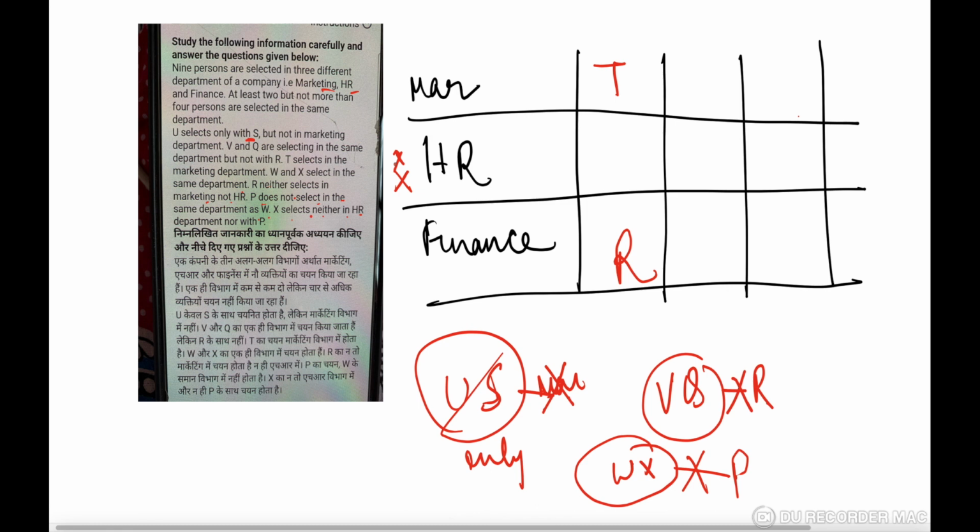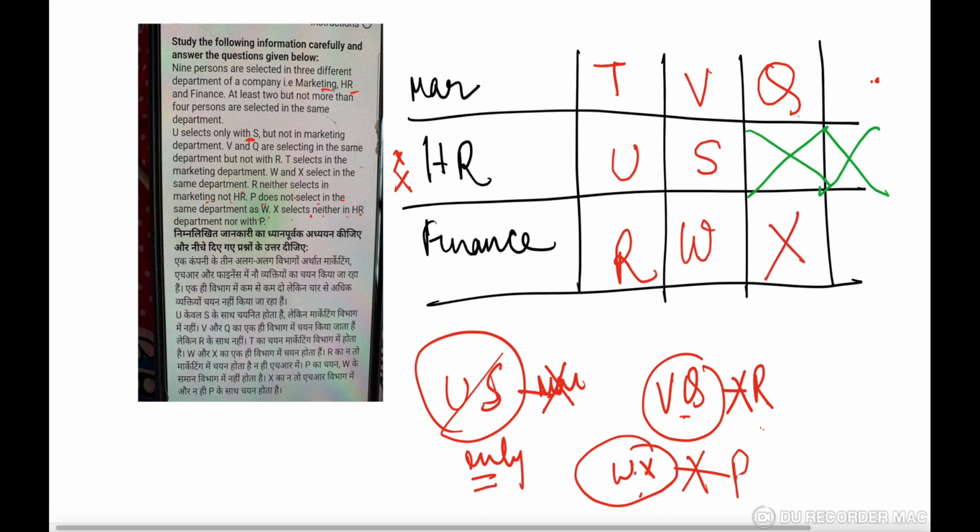Okay, fine. So U and S should come together and they will come alone. So U and S should come in the HR, right? And in the HR we will not have anything else. So let's cross it. Next, V and Q will come together but not with R. This means V and Q should come in the marketing department. W and X will come together but maximum 4, so cannot come in the marketing. So W and X in the finance. W and X will not come with P, so P will come in the marketing. So now let's check whether 9 people are there. 1, 2, 3, 4, 5, 6, 7, 8, 9. Yes, 9 people are there. So this is our complete arrangement.